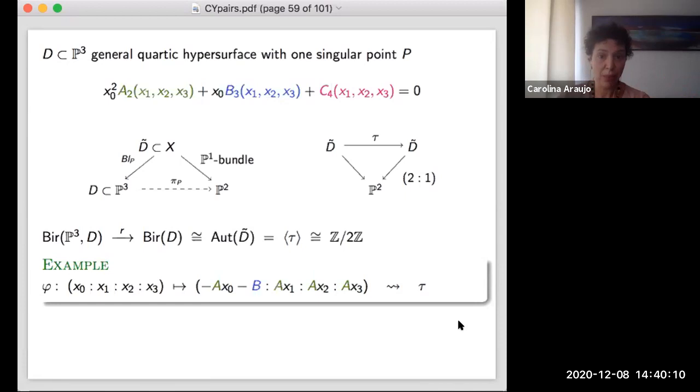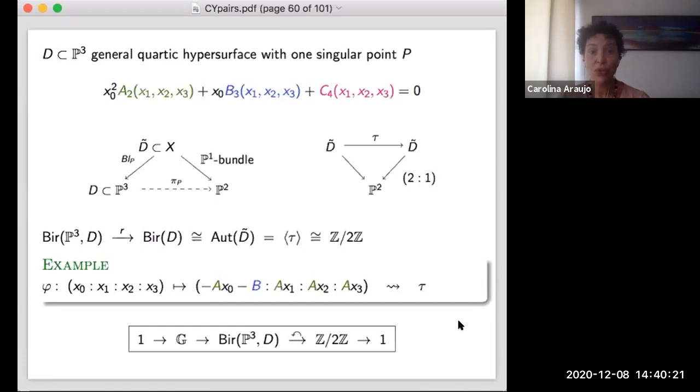So this is an example. And in fact, even more, one can easily compute that phi squared is the identity. So this is an involution. So what we've got so far is an exact sequence like this, which is split.